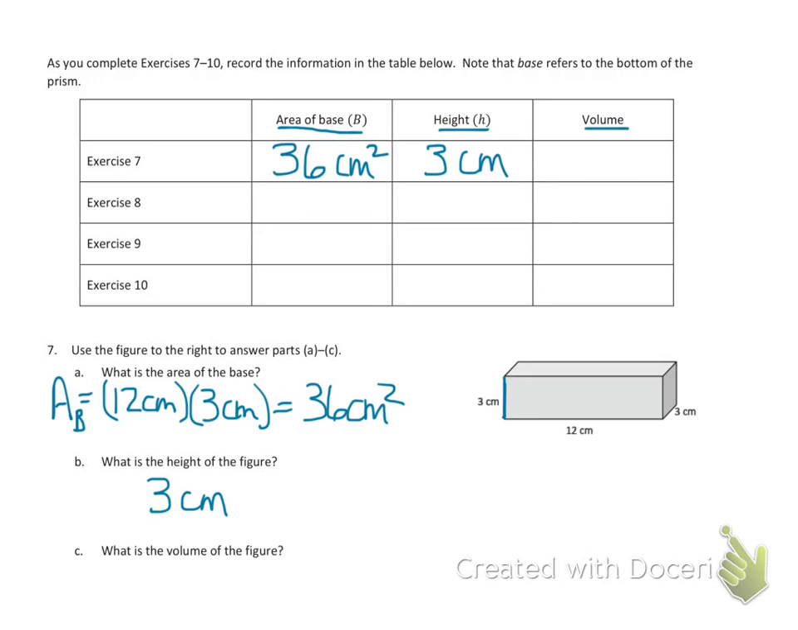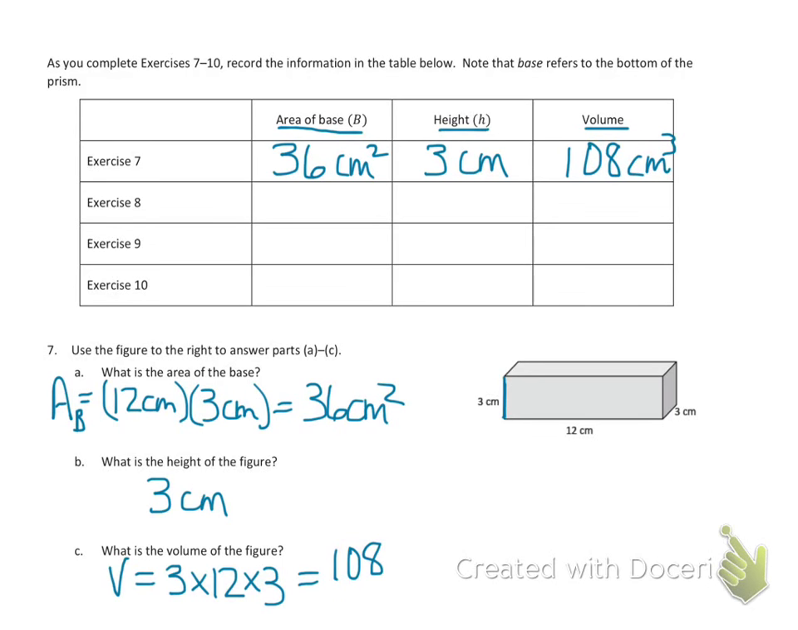And what is the volume of the figure? Okay, so the volume is 3 times 12 times 3. 3 times 36, which is 108 cubic centimeters. 9 times 12.